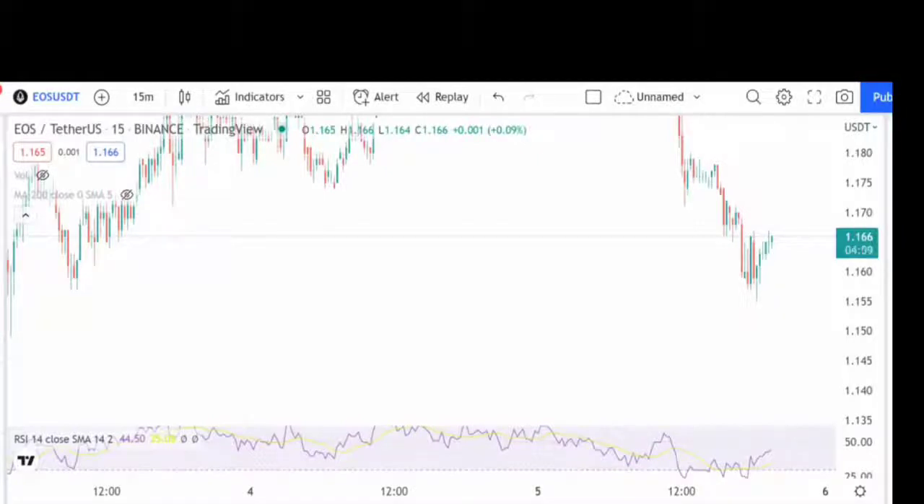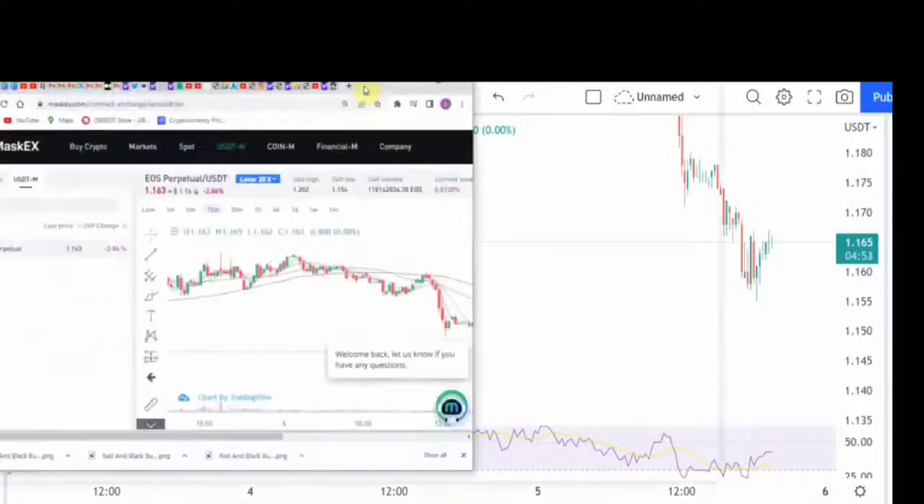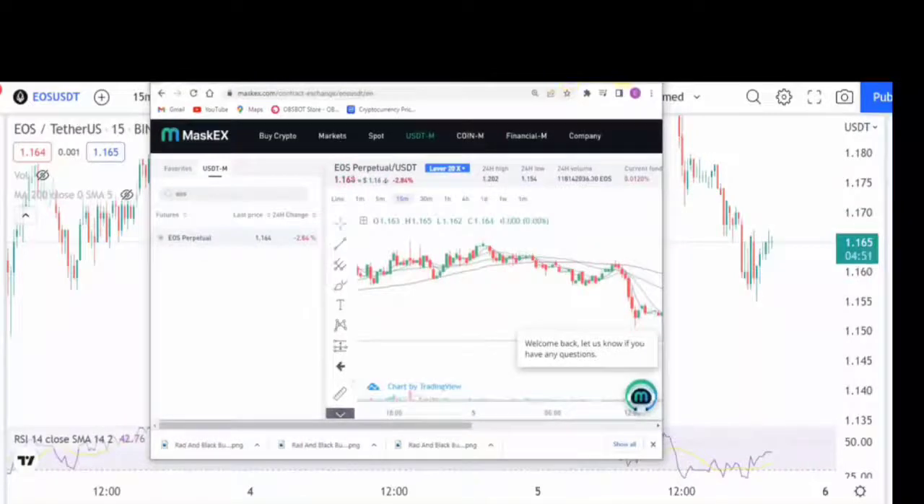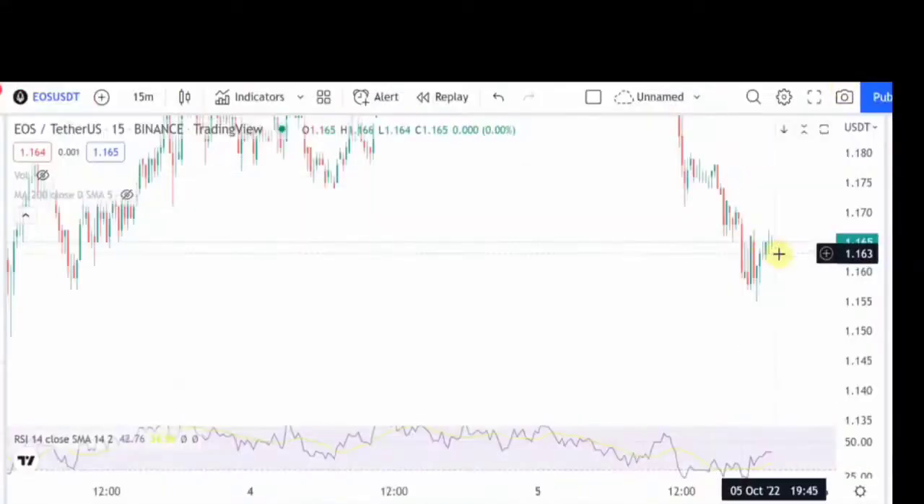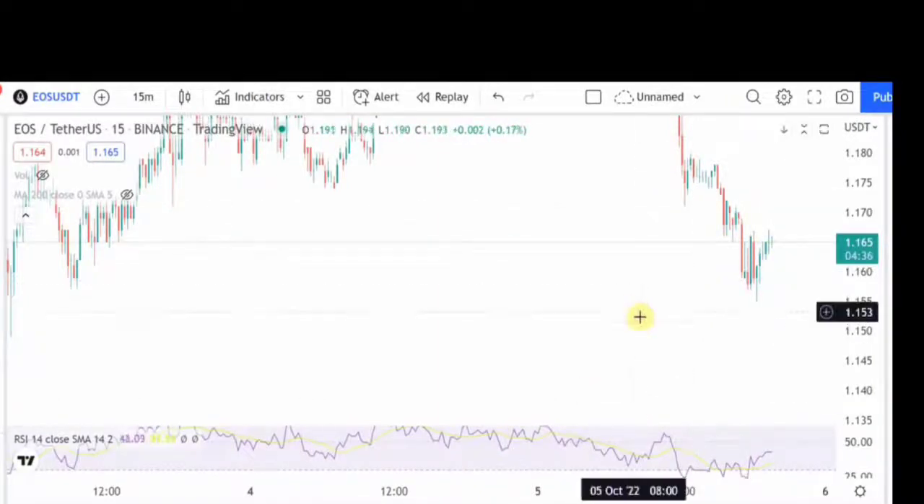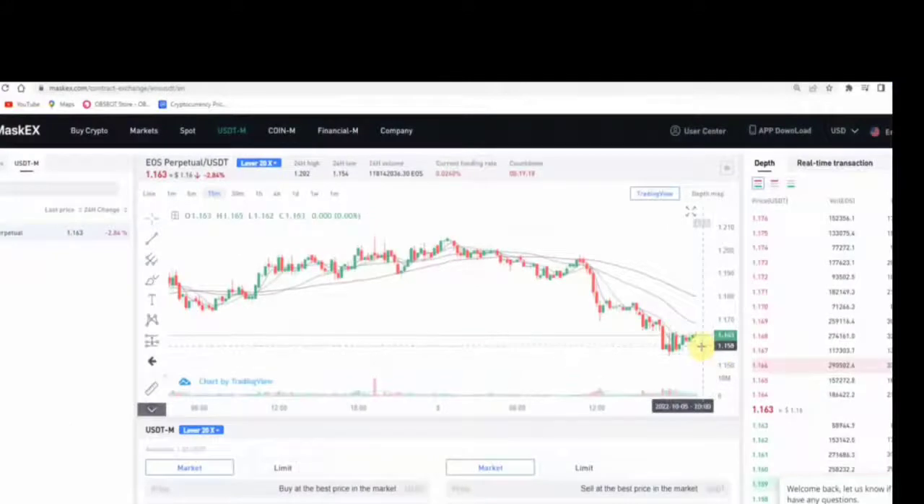So this is EOS, and you can see that the exchange price is 1.163, and the TradingView price is 1.115. The price fluctuates. Even, in fact, this is MaskEX, but if you check Binance, it is the worst. The price on Binance is very, very low.